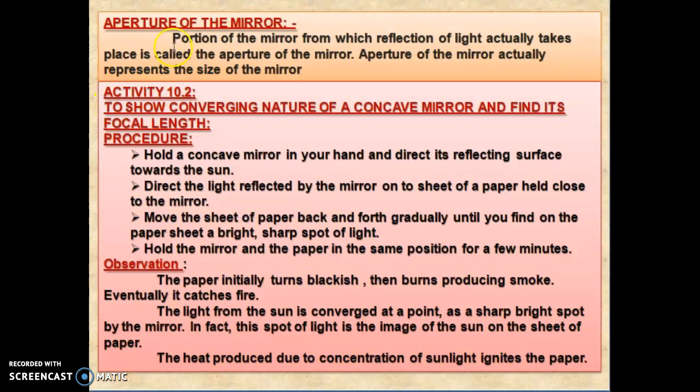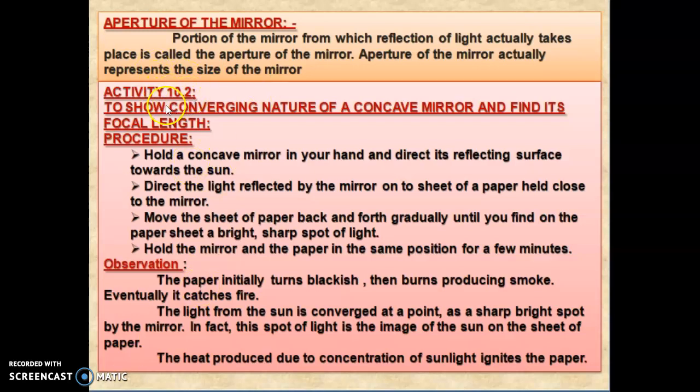Next is the aperture of the mirror. The portion of a mirror from which the reflection of light actually takes place is called the aperture of a mirror. So the aperture of a mirror actually represents the size of the mirror. The aperture is nothing but that part of the mirror from which the reflection of light takes place. So that we call the aperture of a mirror.